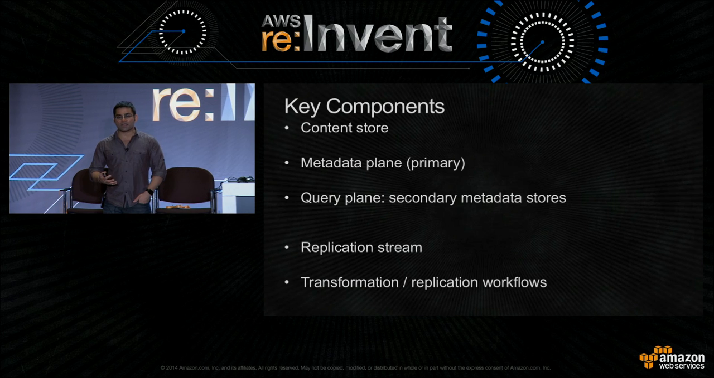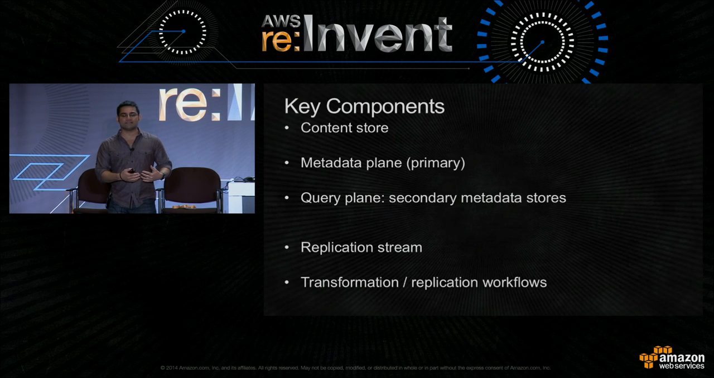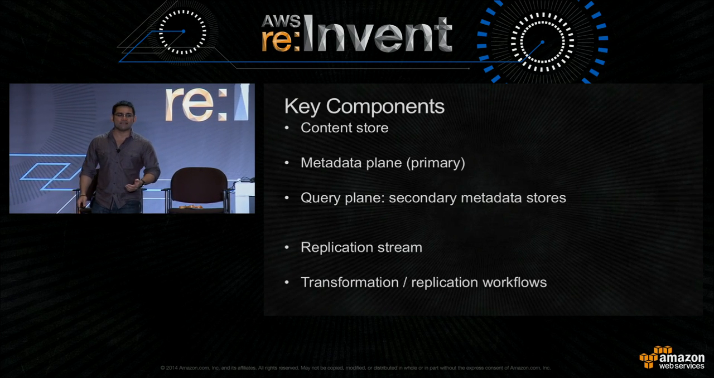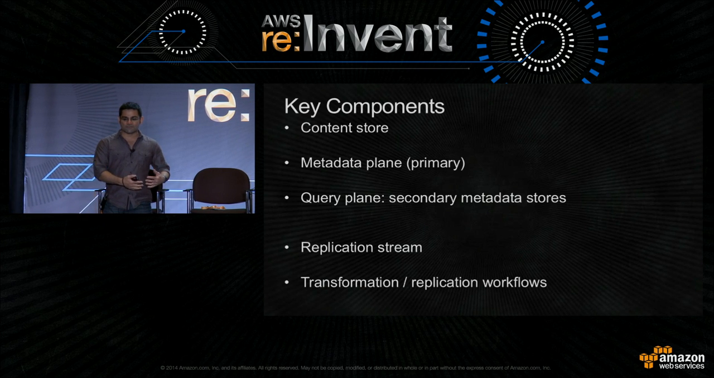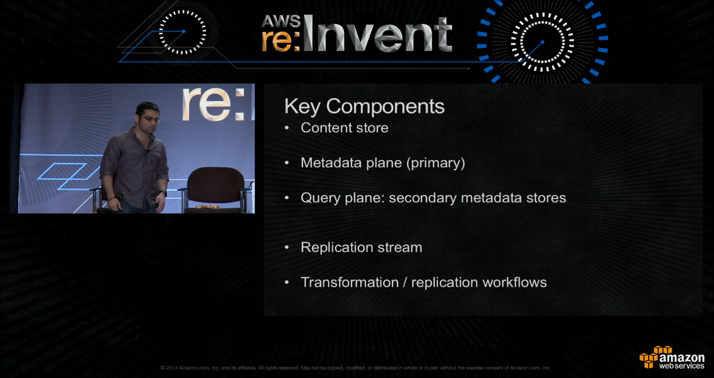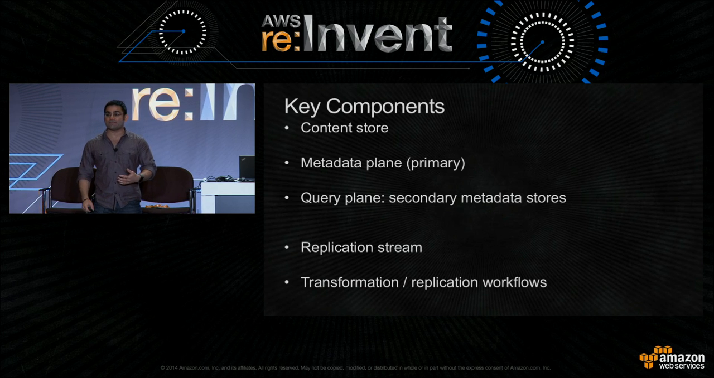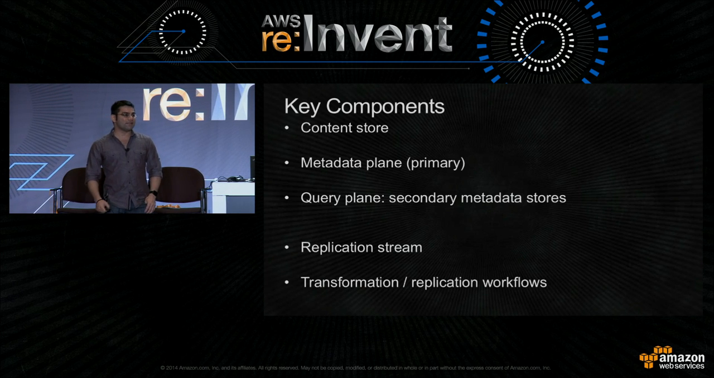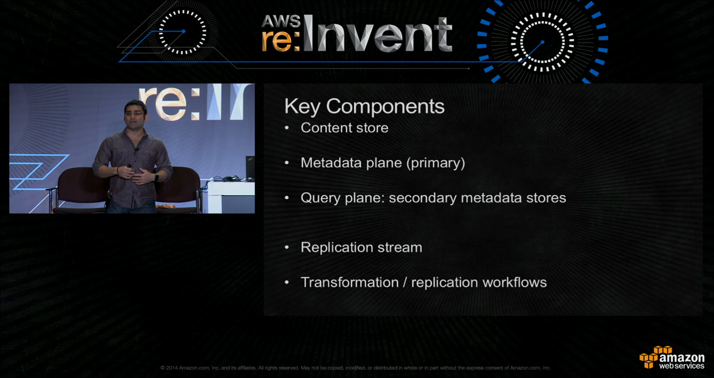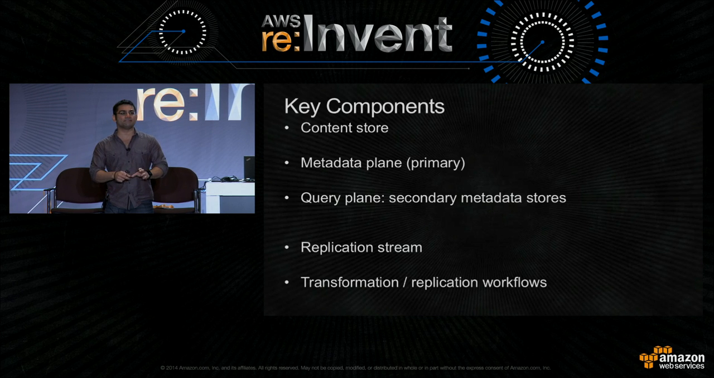We have query planes, which are secondary stores. And this gets into what I said before, where different backends are optimized for different use cases and handle them really well. Tying them together, we have a central replication stream, which populates these query backends. And finally, we have replication workflows, which transform the data as needed. So you may do filtering, you may do adaptation to a different schema for your particular backend you're writing to.